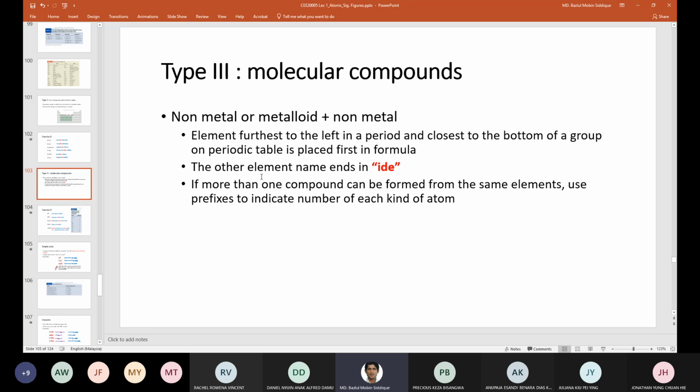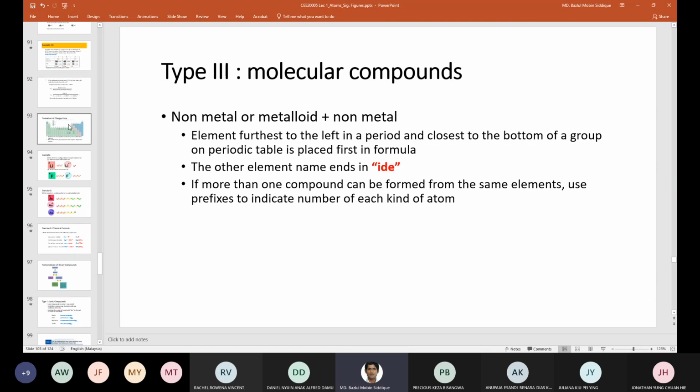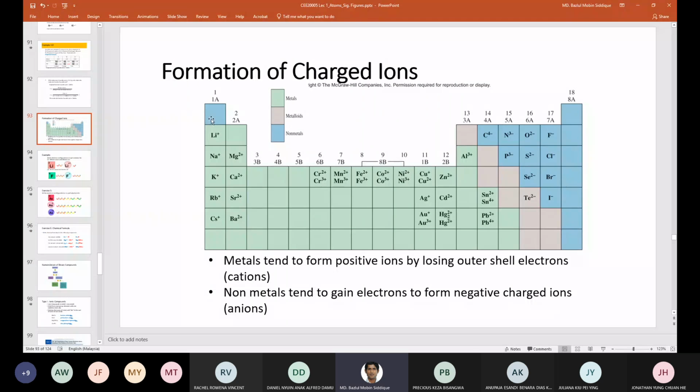Since both of them are non-metal or metalloids, which one should come first? Which one's name should we take first? Where is the periodic table? Which element is extremely left or relatively left compared to the other one, or at the bottom of the periodic table, either on the bottom or left.